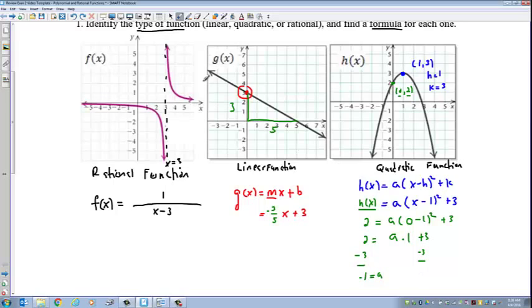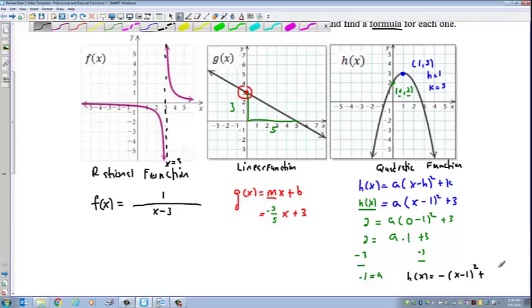So our final answer will be h of x equal to negative, instead of negative 1, we'll just put negative x minus 1 quantity squared plus k. Oh, plus not k, but 3.